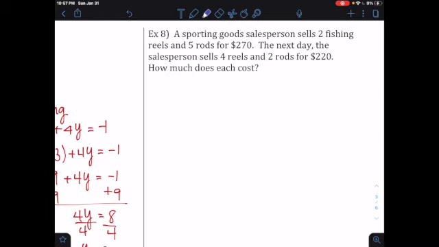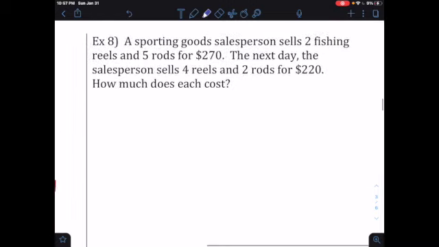So now we're going to move into the word problems. There are a couple of different ways to set up word problems. It will get easier as you start setting them up. So let's read them together. A sporting goods salesperson sells 2 fishing reels and 5 rods for $270. The next day, the salesperson sells 4 reels and 2 rods for $220. How much does each cost?